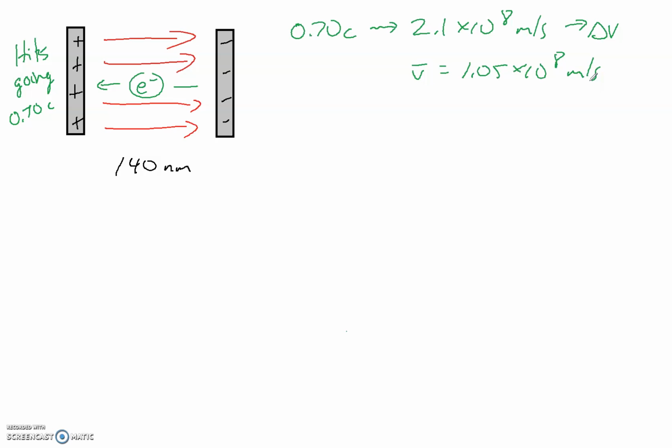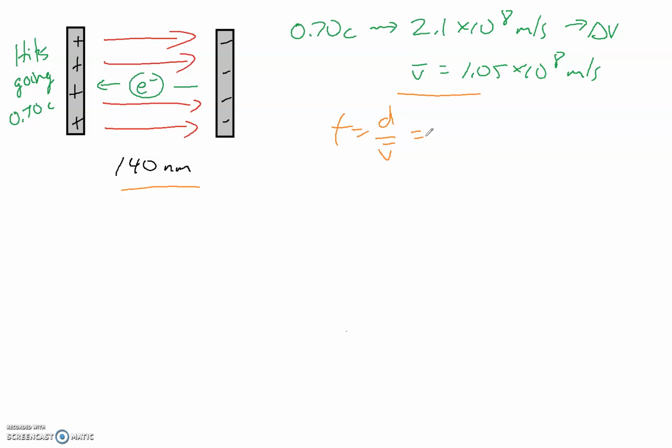Okay, so I got my change in V and I've got my average V. Well, let's see what I can do with that. I've got average V and I've got distance. With average V and distance, I can find time. So time is just distance divided by the average V.